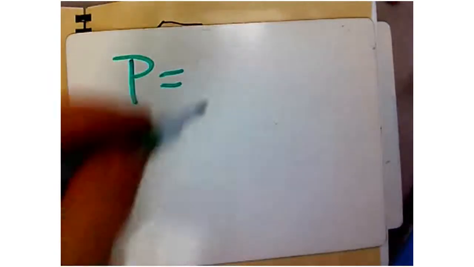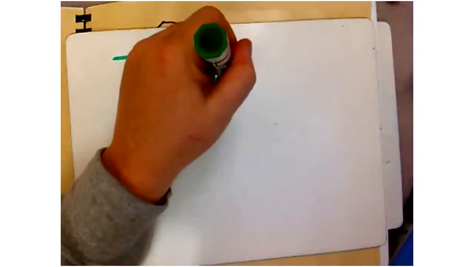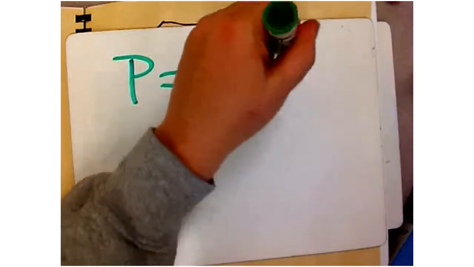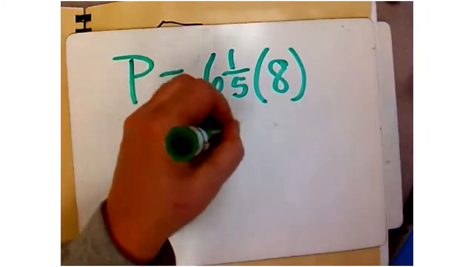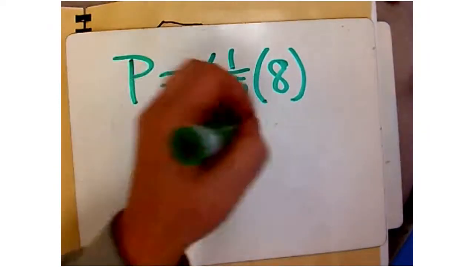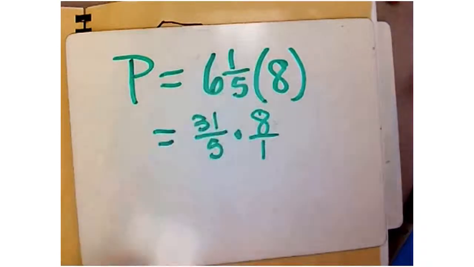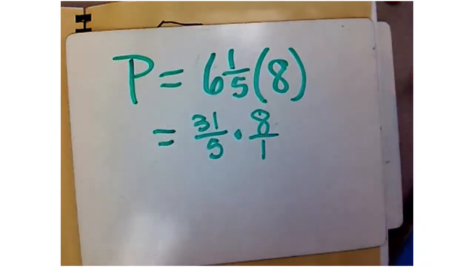How are we going to solve this? What if we do 6 times 5 plus 1? You can change it to a mixed number; it's 31/5. So 31 over 5 times what? Times 8 over 1. You can do that: 31 over 5 times 8 over 1.